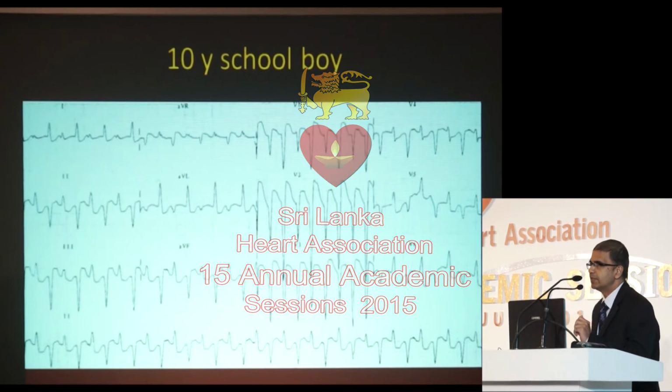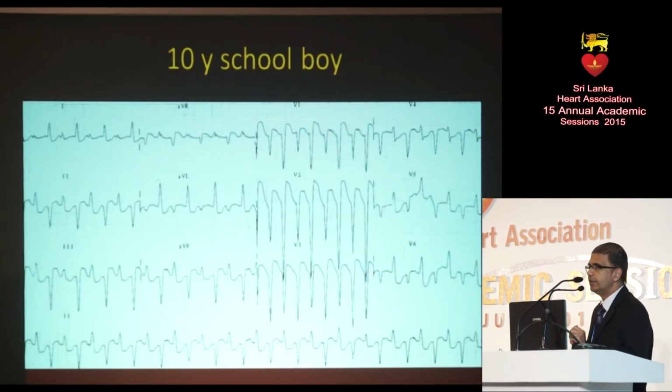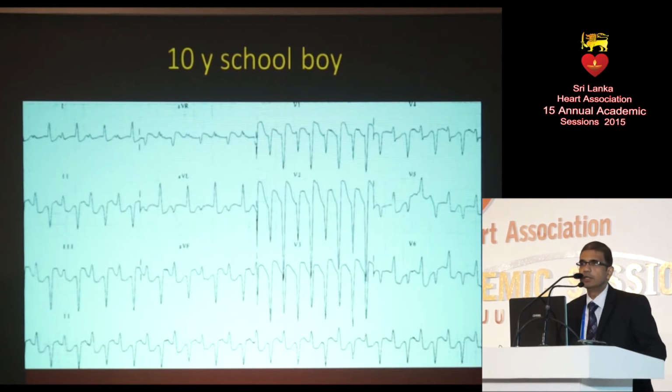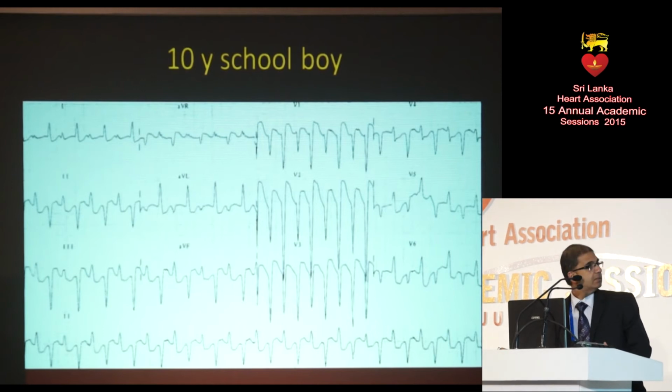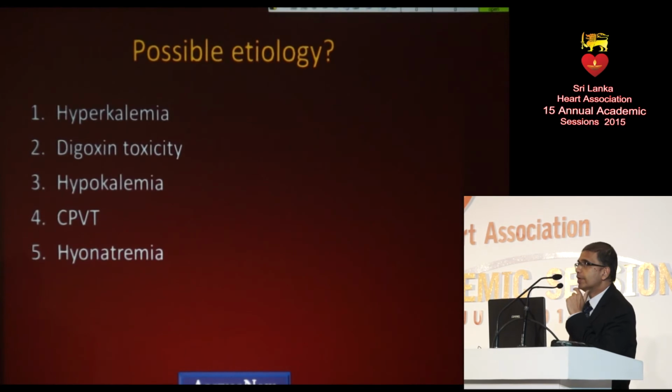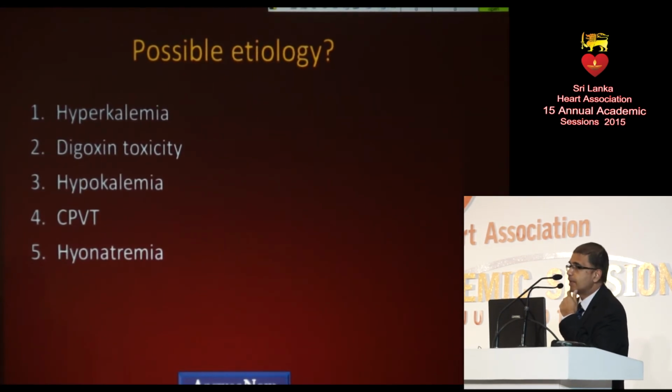Okay, so this is an interesting case, and you have seen the ECG already. Just have a look at it and concentrate on the QRS complexes. There's something abnormal happening there. And again, see if you can locate a P wave. This is a young boy who actually presented with an episode of syncope. I mentioned that. Okay, so what are the possible etiologies for this type of ECG?